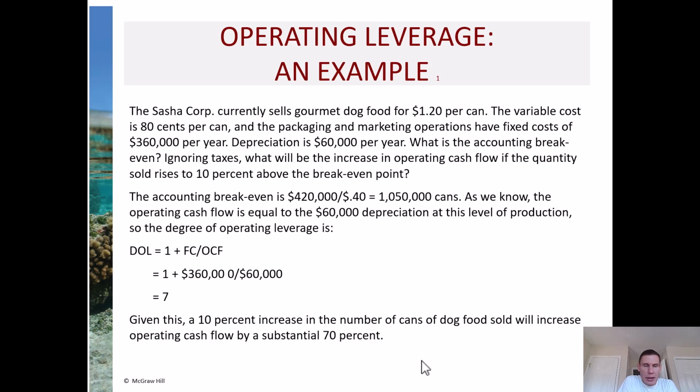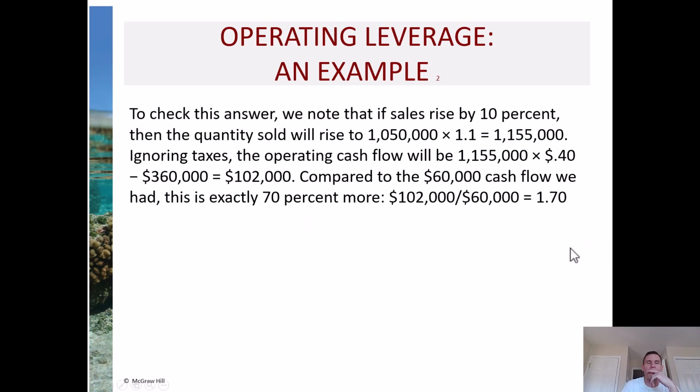As we know, the operating cash flow is equal to the 60,000 depreciation at this level of production. Thus the operating leverage is just 1 plus the 360, that of course is your fixed costs, divided by the 60,000, and we get a DOL of 7. So given this, a 10% increase in the number of cans of dog food will increase operating cash flow by a substantial 70%. So there's the idea of your lever, right? You increase sales by 10%, you increase your operating cash flow by 70%.